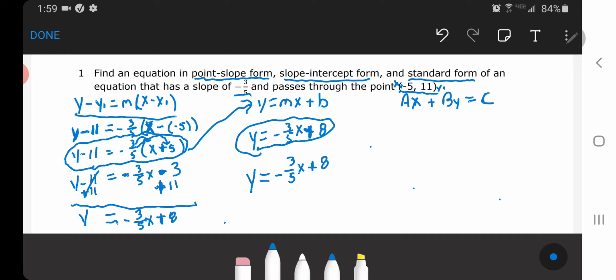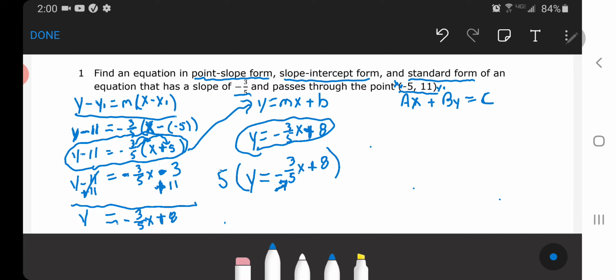Well, the easiest way to get rid of it, we can see the only fraction that we have is this negative 3/5. So in order to get rid of a fraction, what we can do is multiply by the denominator of that fraction. If we had more fractions, we'd have to find the common denominator of all those fractions. Well, in this case, it's just 5. So I can take this and multiply everybody by 5.